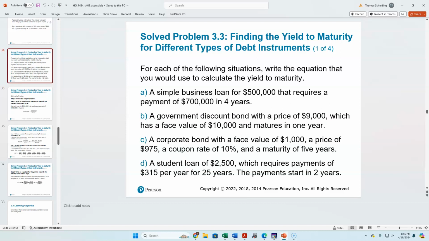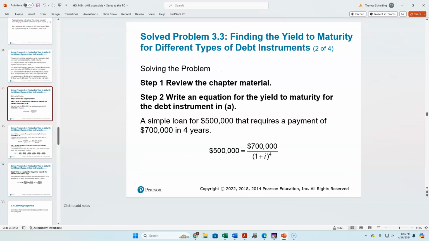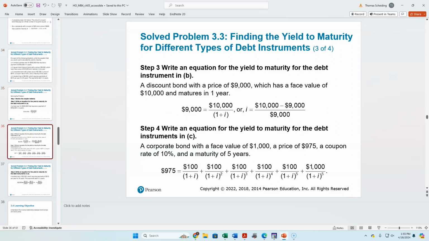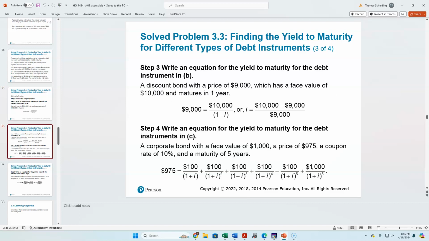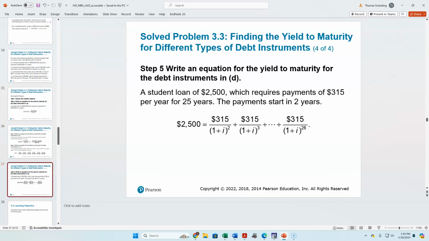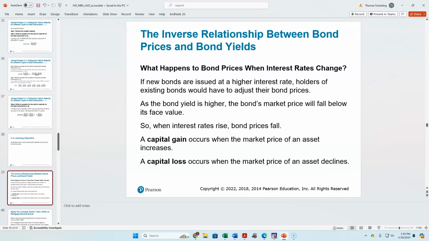Okay, but you can kind of see here, we've got a $500,000 simple business loan, and it requires you to, in 4 years from now, pay $700,000. How would you calculate that yield to maturity? And essentially, it's set up this way, right? And then again, we could go through all the math here. Okay.